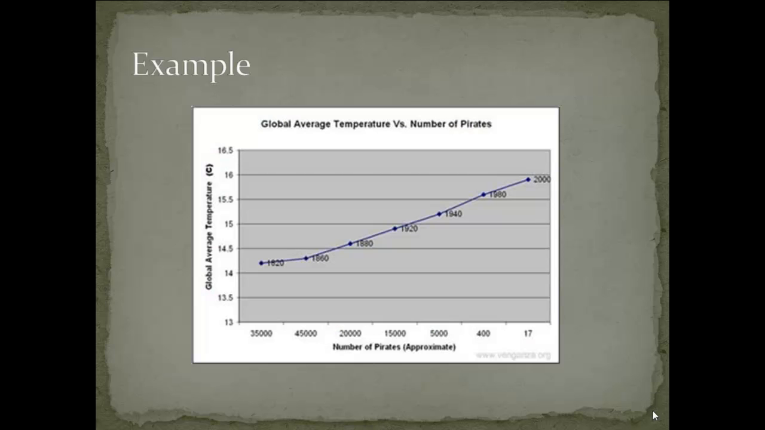Another example is this graph of the number of pirates increasing as global temperature increases. So the argument then, the causality argument would be, if you want to lower the global average temperature, get rid of all the pirates, right? Well, no, because this is just a correlation.